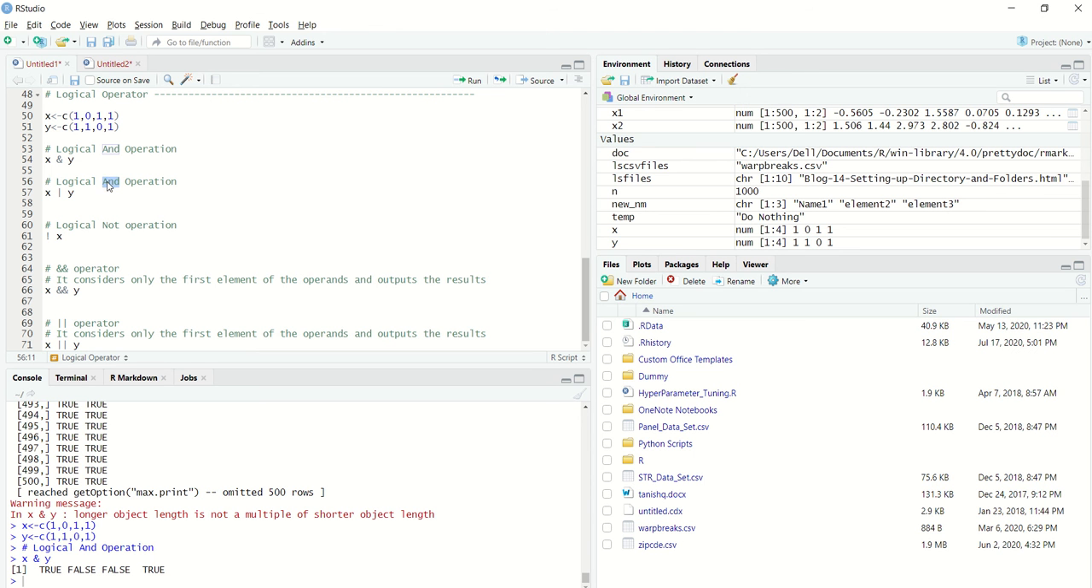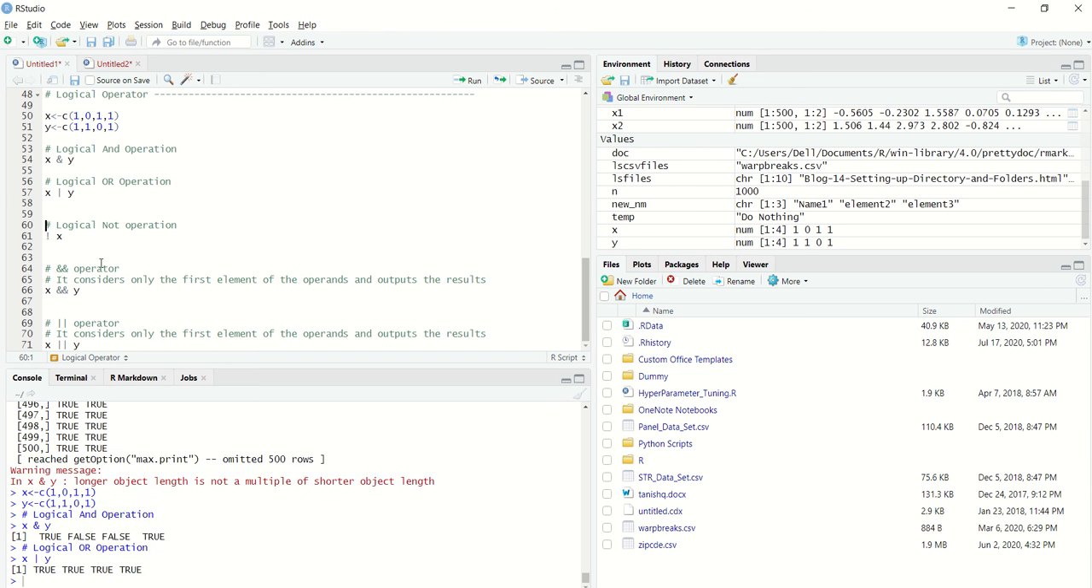So basically this is the logical OR operation. Whenever either of the inputs is equal to 1, it will result in a true, otherwise false. As you can see, the first, second, third and fourth positions all have at least one of the inputs equal to 1. So therefore all the positions will have a true when I execute x or y.